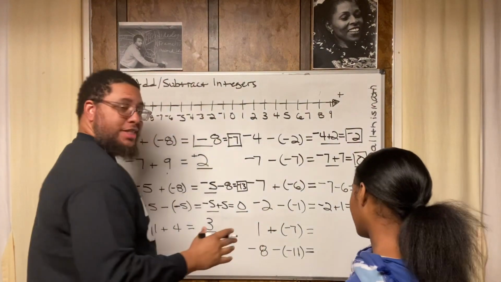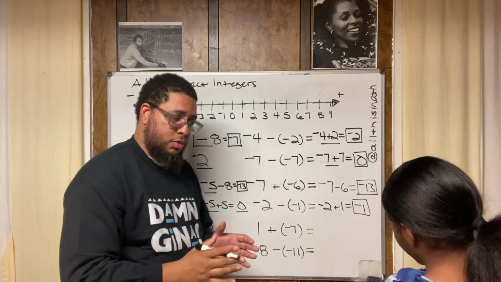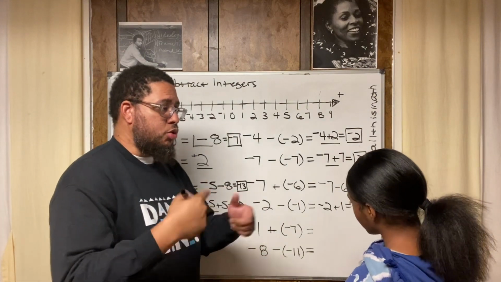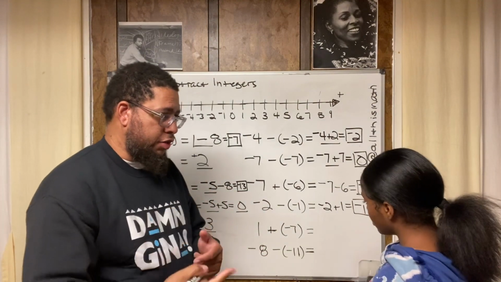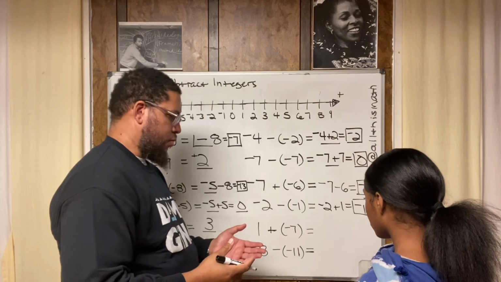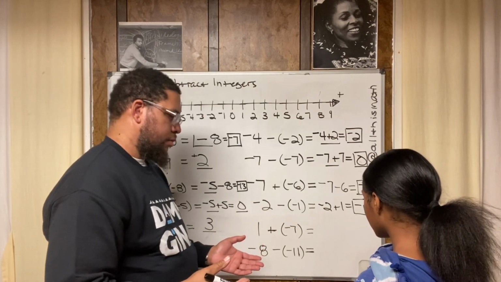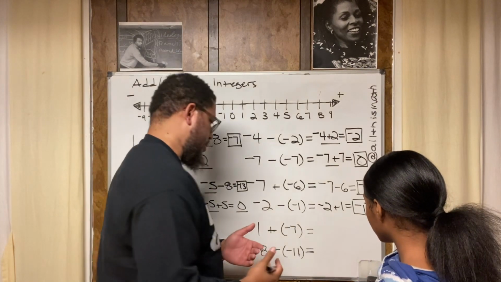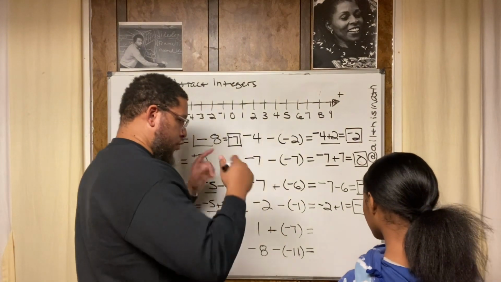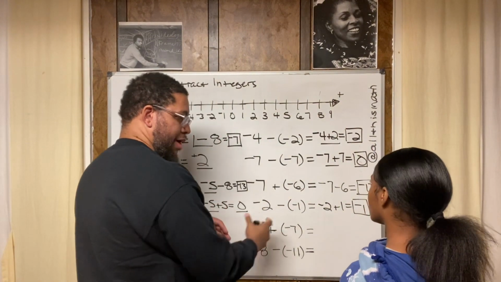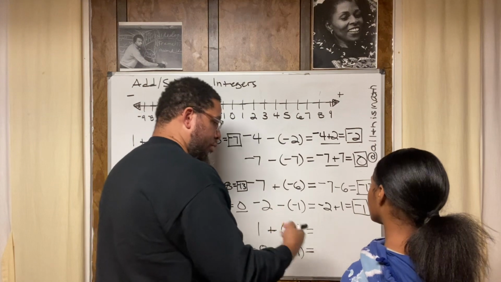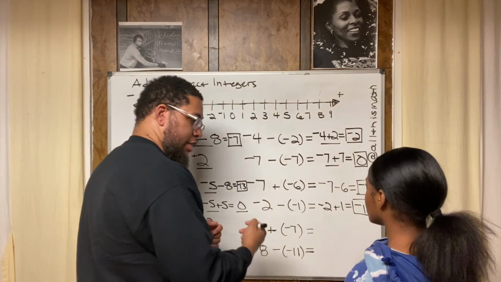See, math is about consistency. Once you understand the rule, you keep using the rule over and over again. You don't change the rule. Why would you change the rule? But this is why we practice, right? This is why we practice, so you'll remember, hopefully, when you see problems like this, to not create a double negative.